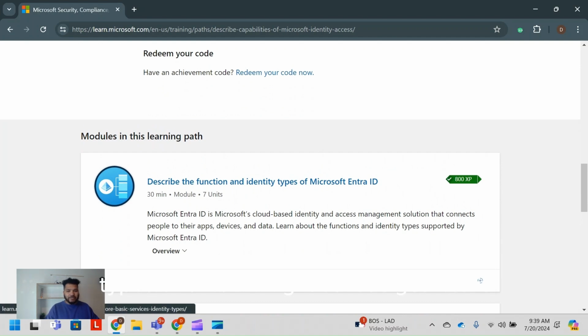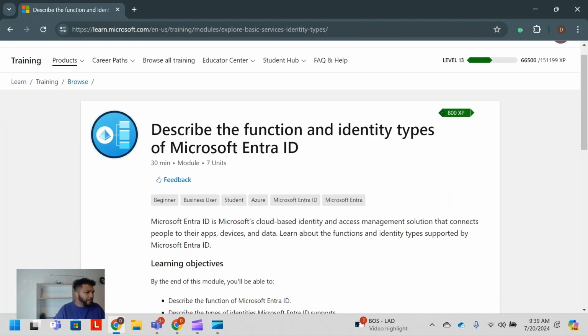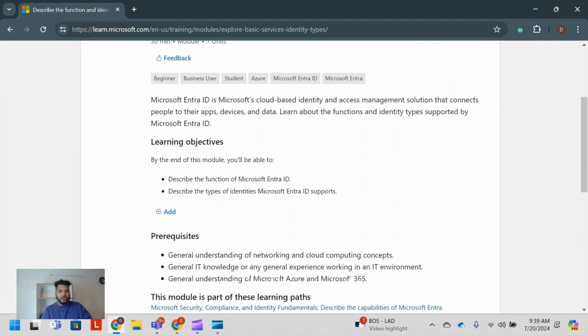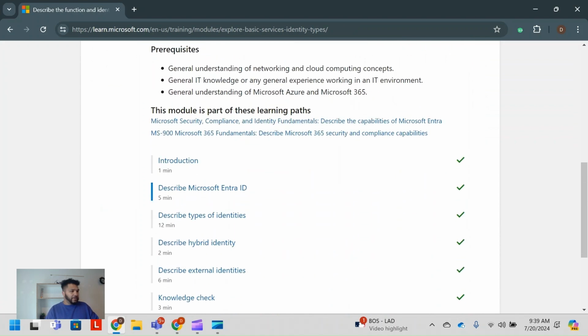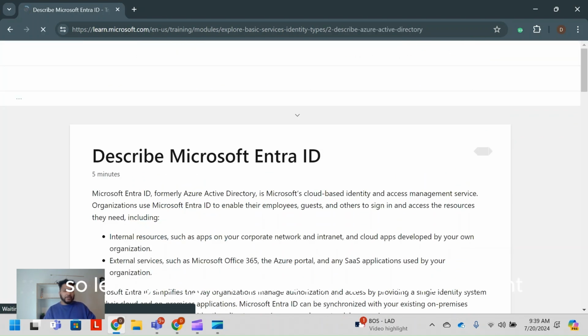What we're going to do first in this video is dive into the function and identity types of Entra ID. So in this module, we should be able to describe the functions of Entra ID. We should be able to describe the different types of identities that Entra ID supports. Okay, so let's get right into it.